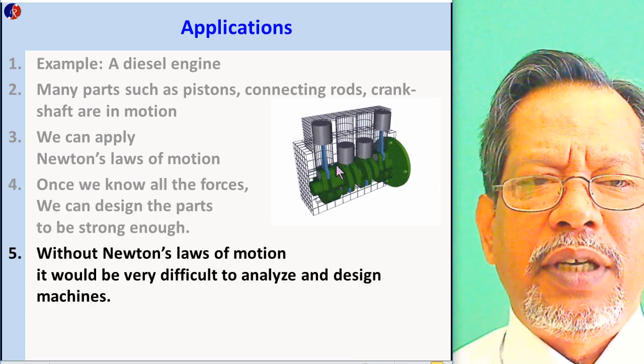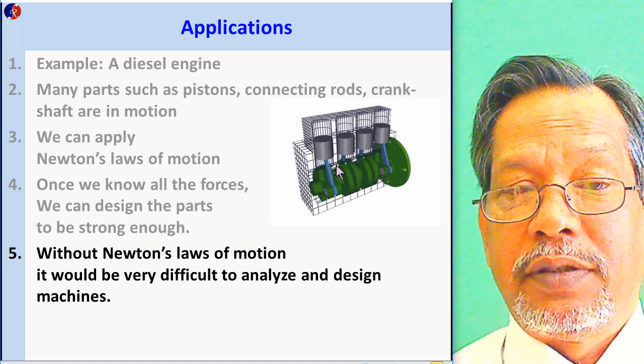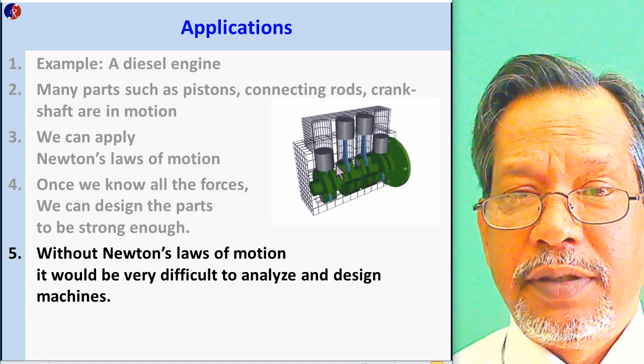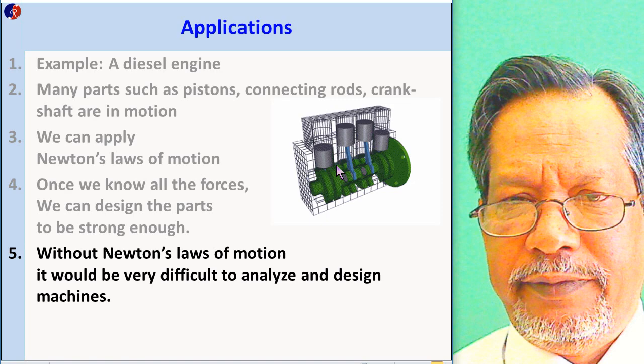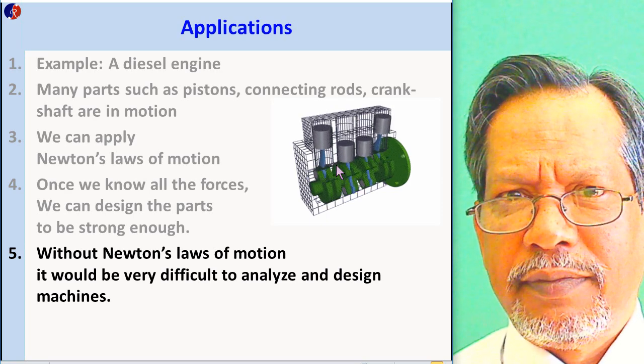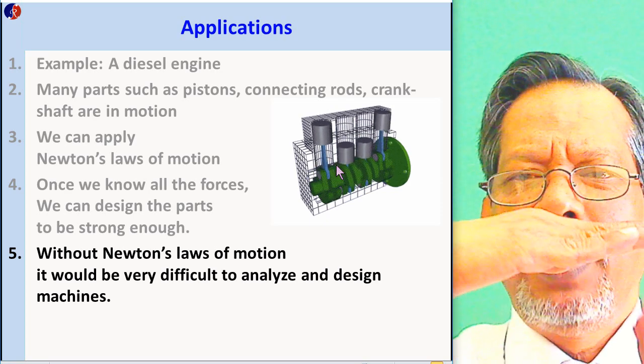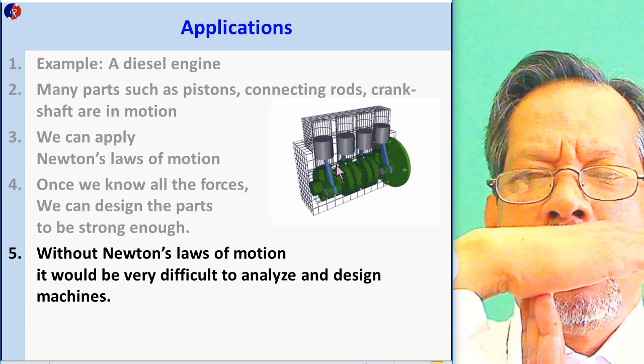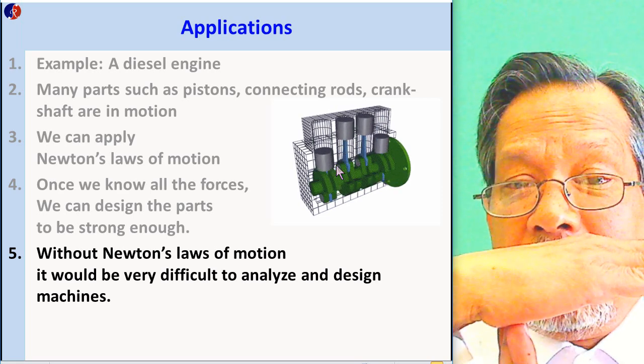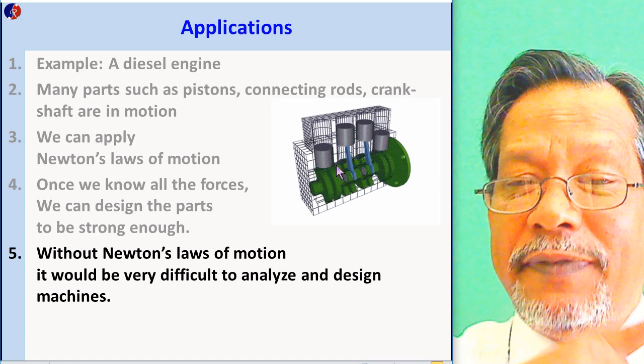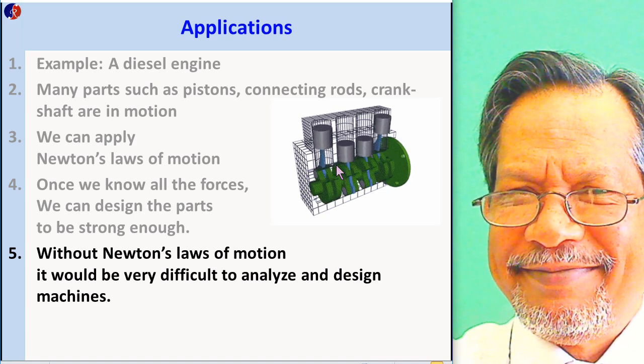Without Newton's laws of motion, it will be very difficult to analyze and design machines, any machines. Even things that don't move. See a bridge, doesn't move. Suppose that's a bridge, here's a support, here's a support. It's not moving. That means Newton's first law of motion applies.